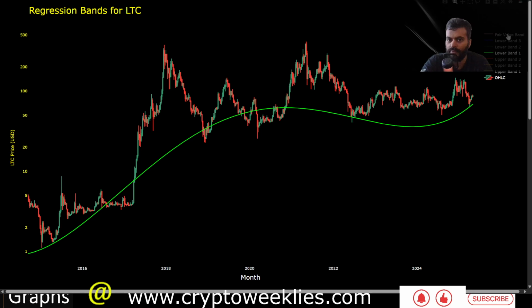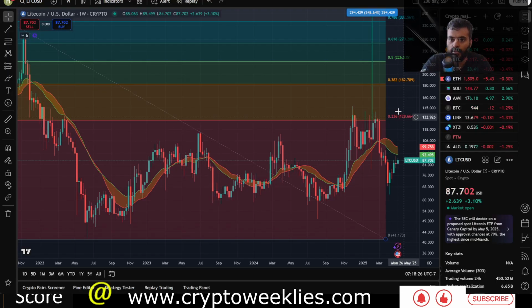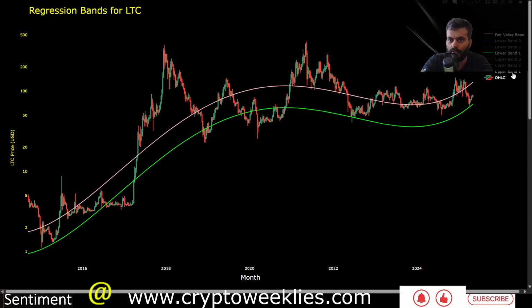To the upside, the first key level per this model is a rally back to the fair value at around $129, which kind of coincides with the 0.23 fib level at around $128. So that could be an area to watch.